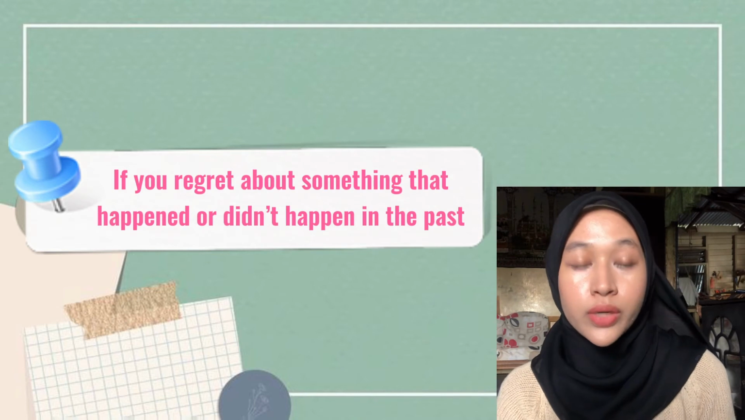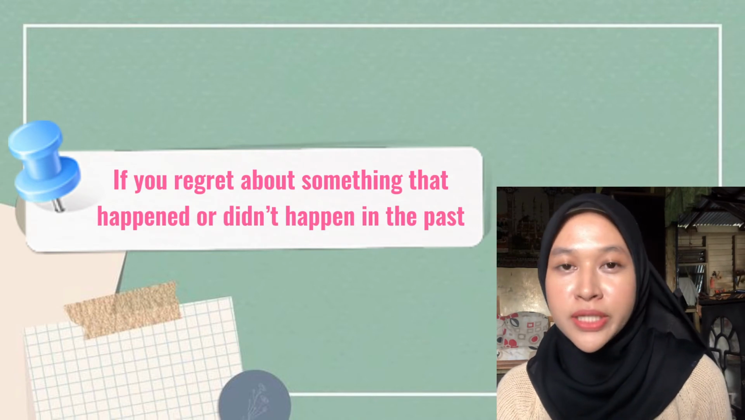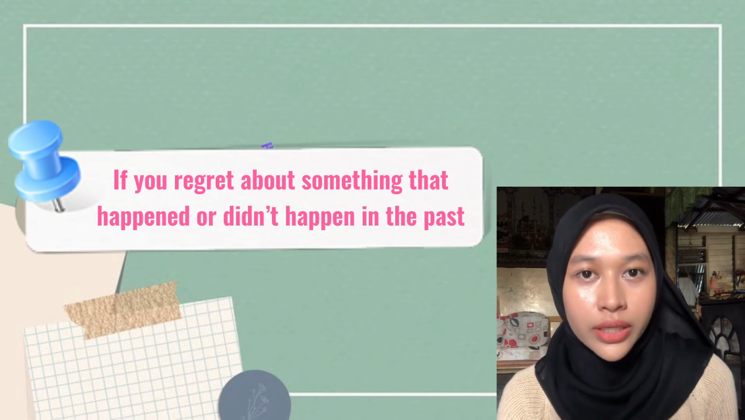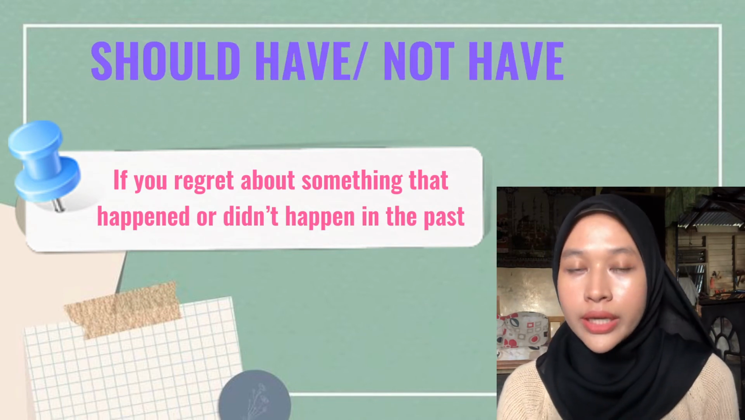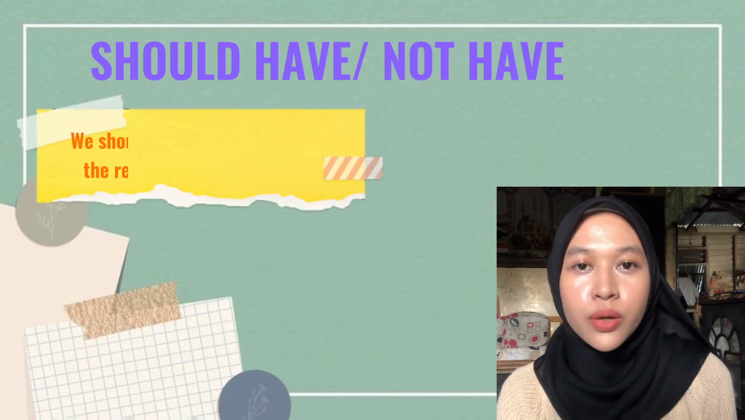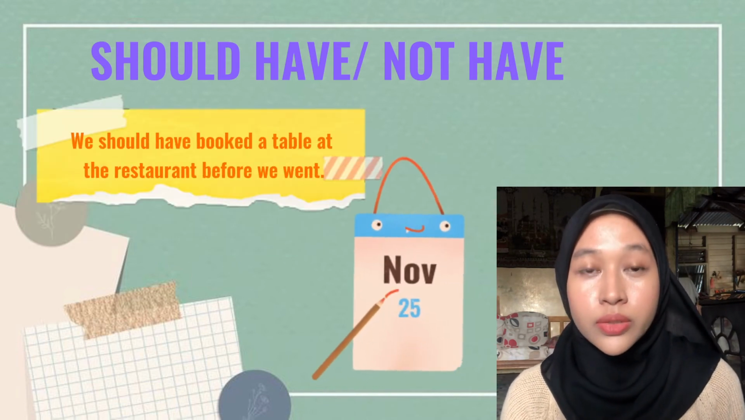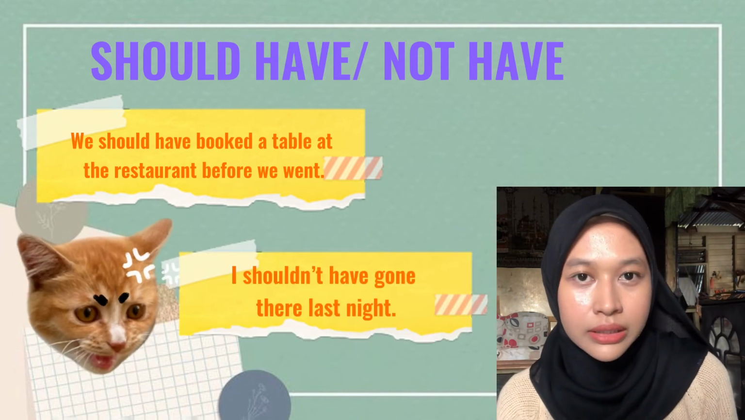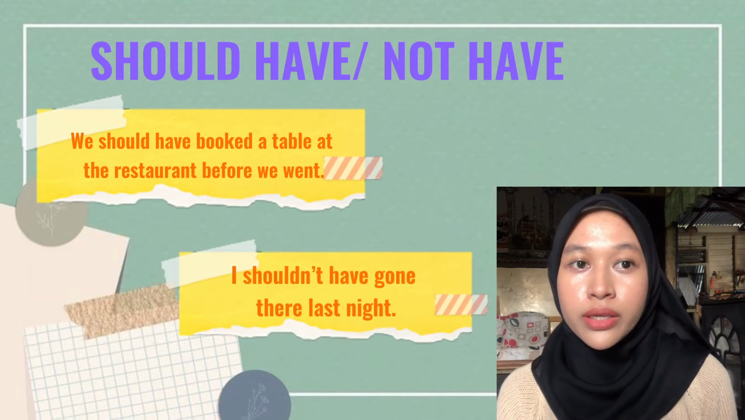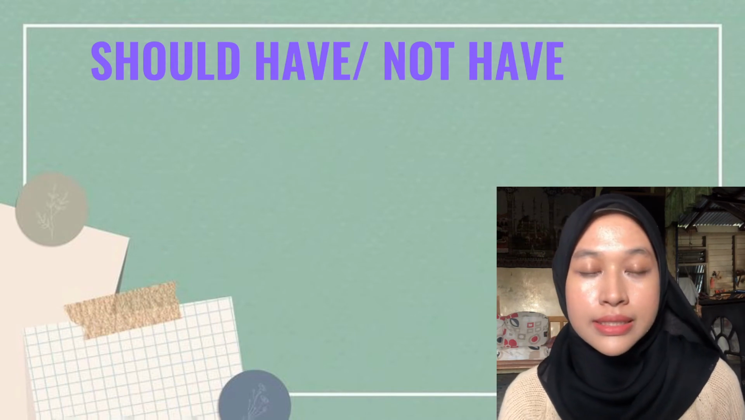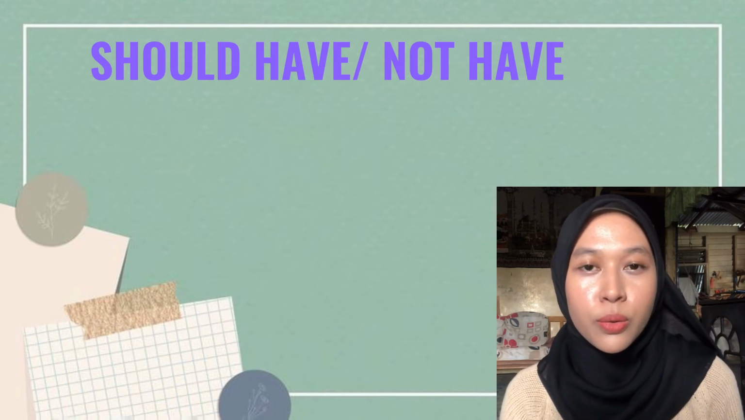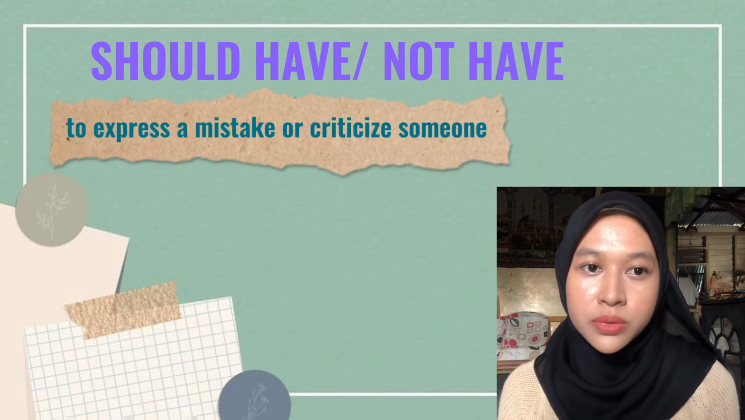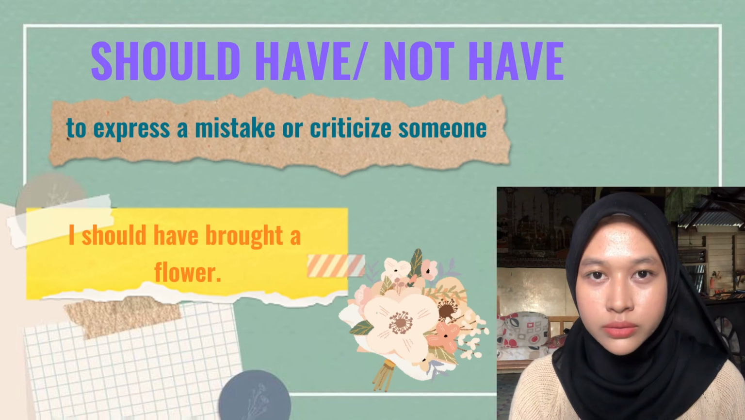If you regret something that happened in the past or didn't happen in the past, you can use should have or should not have. Examples: we should have booked a table at the restaurant before we went, or I should have gone there last night. We can also use should have to express a mistake or to criticize someone. Example: I should have brought the flowers.